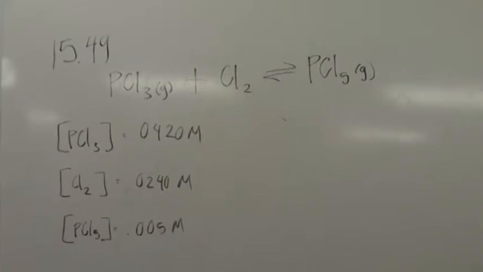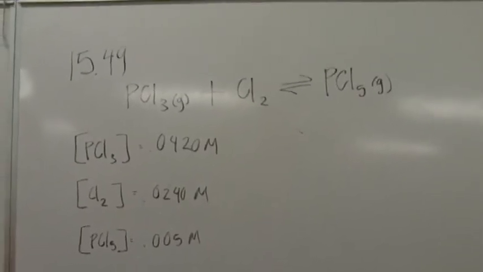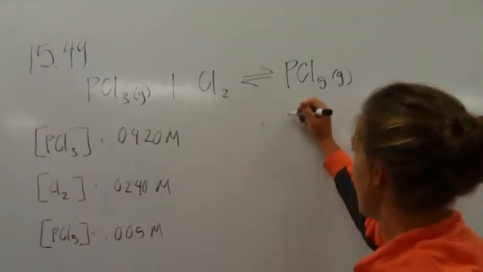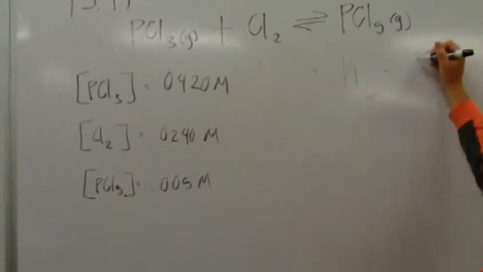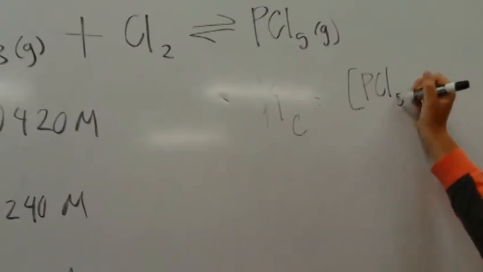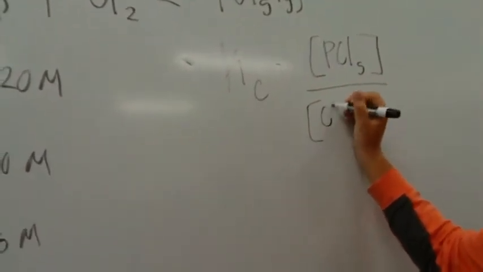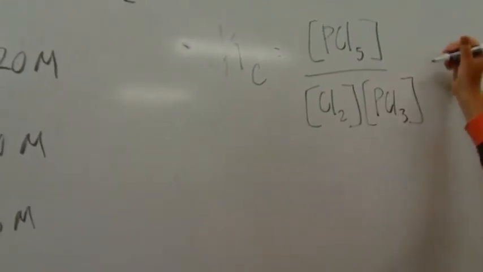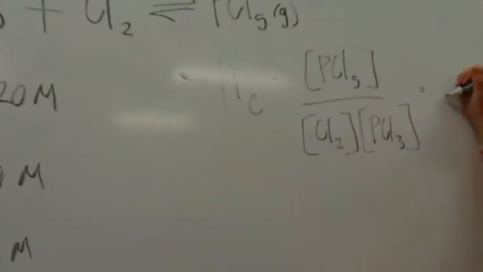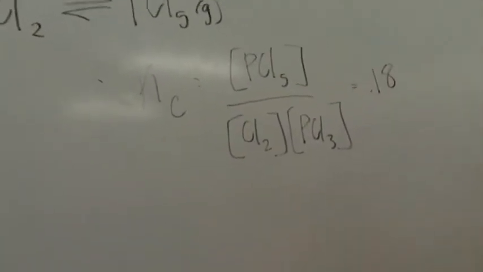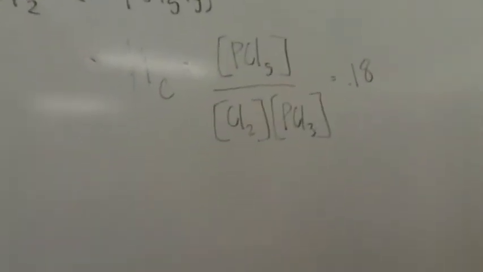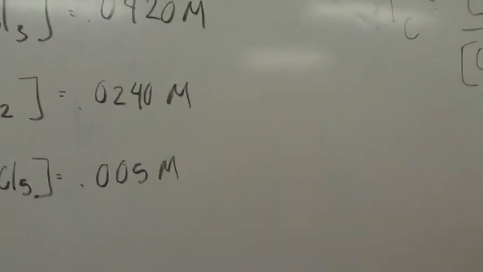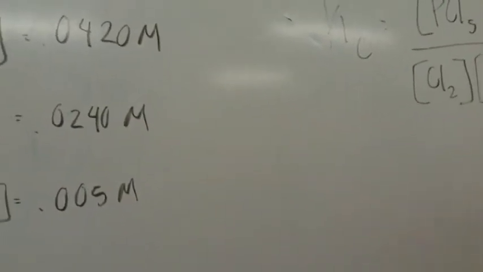All right, so for this, we're going to be comparing the reaction quotient with the Kc value. So, the equilibrium law tells us that Kc is going to be PCl5 over Cl2 times PCl3, and it tells us that that equals 0.18. Awesome. But right now, at this point in the reaction, they tell us these are the molar concentrations that we have. So to find the reaction quotient, we're just going to plug them in.